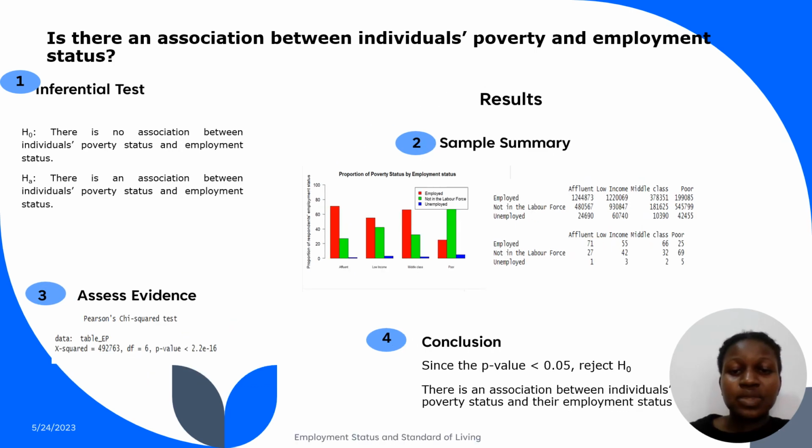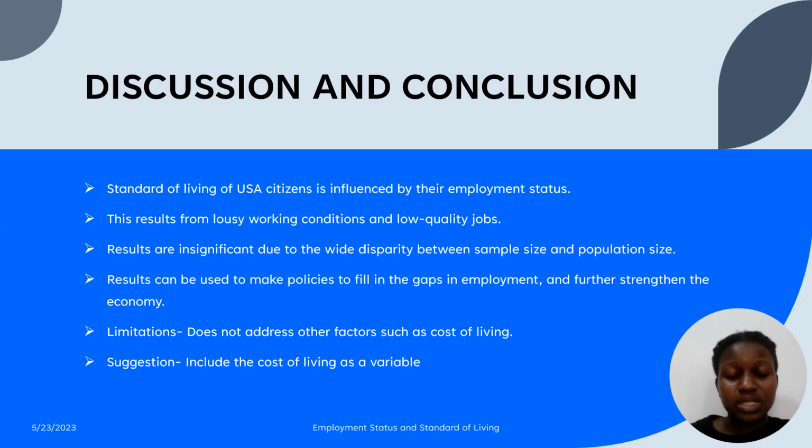Same happened for the last association between individuals' poverty status and employment status. From the graph, there could be an association between the two variables, and the p-value confirms this as well. With the p-value being less than 0.05, the null hypothesis was rejected. Hence, a conclusion was made that there's an association between individuals' poverty status and employment status. Drawing from all these associations, it's quite evident that the standard of living of USA citizens is highly influenced by their employment status.